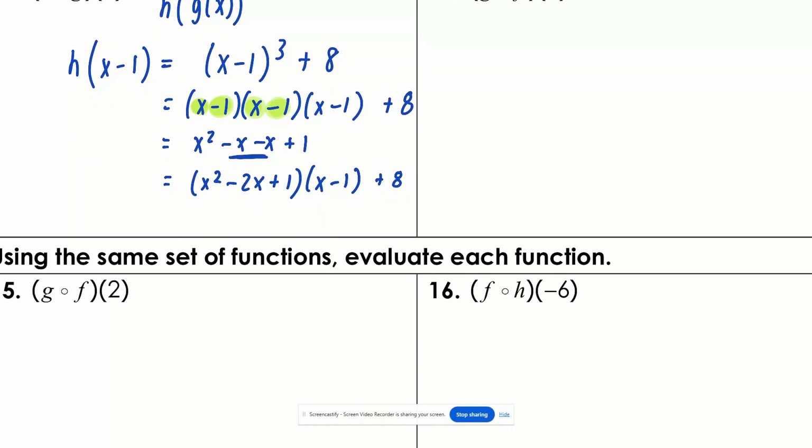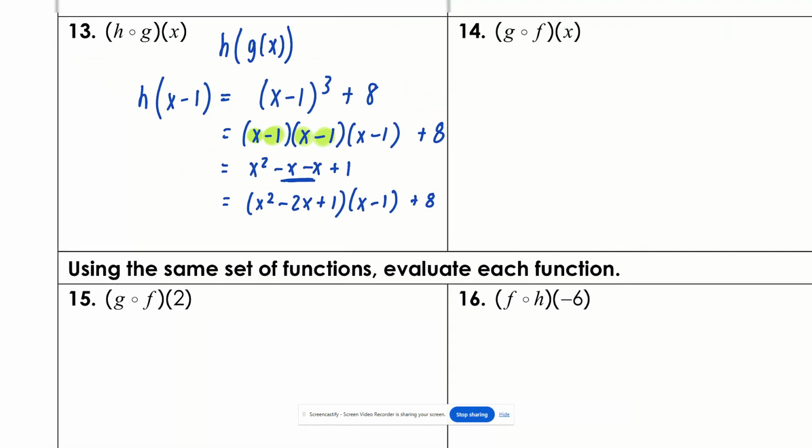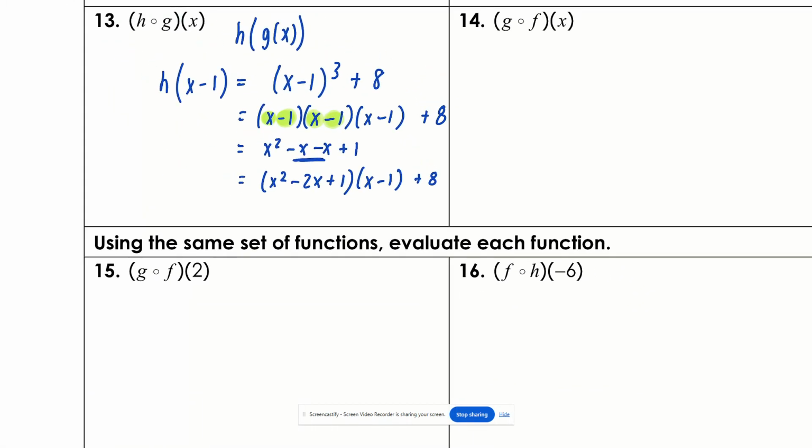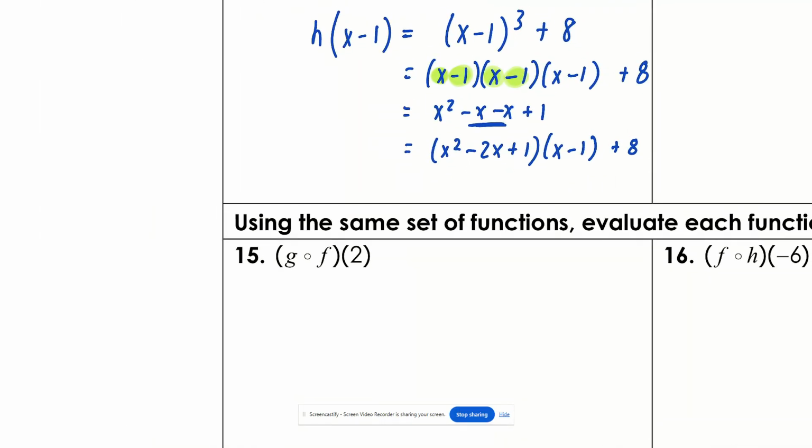Now, I got to distribute one more time, okay? So bear with me. I'm going to move over here to the left side, okay? Bear with me. I'm going to take x squared and multiply it by x. So that's x cubed. I'm going to take x squared and multiply it by negative 1. That's negative x squared. Then I'm going to take negative 2x and multiply by x. That's negative 2x squared.